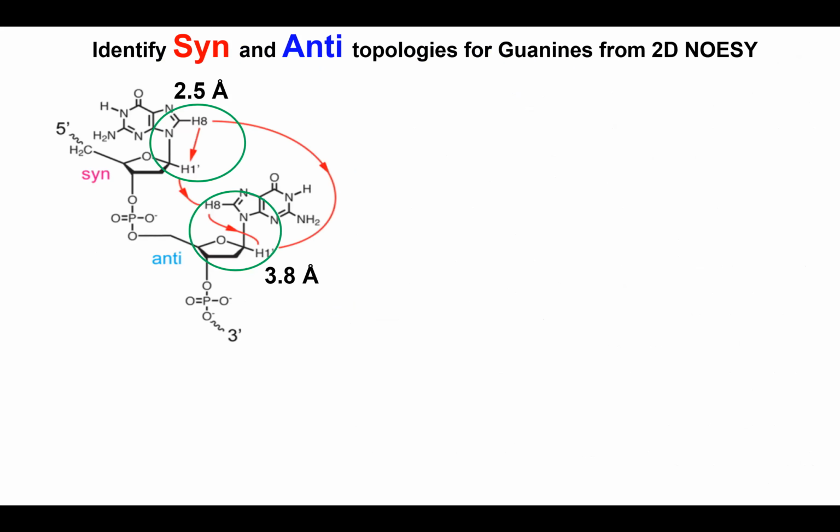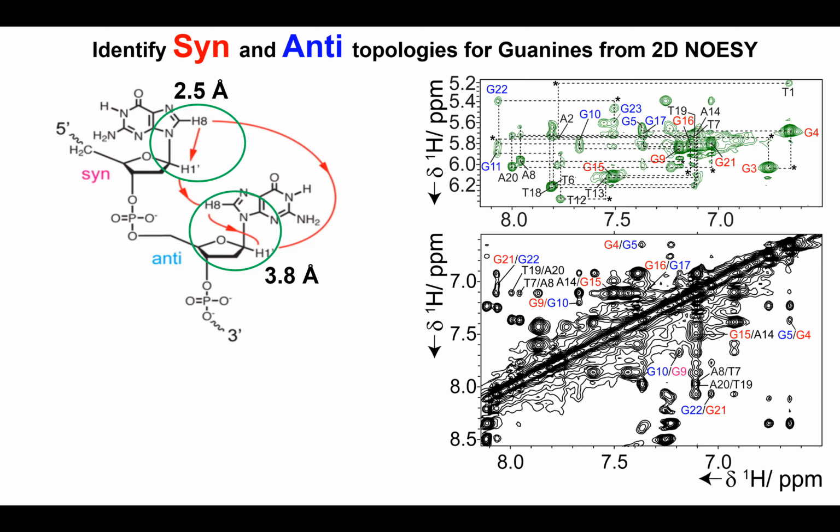Then we wanted to know how these guanines are arranged in the ligand-bound state. If you see my cartoon, if the guanines are arranged in a syn-anti fashion, there will be a strong inter-residue NOE peak because of the distance, and for the anti there will be a weak peak in the H8 to H1' anomeric region. So we can have a look at the NOESY spectra of the anomeric region, and from this region we can assign the syn and anti topologies of the guanines.